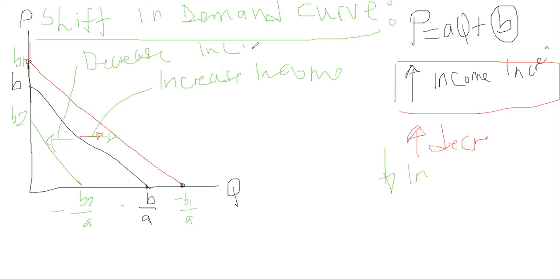So this will come in handy when we are doing equilibrium in the market. So this is what we mean by shift in demand curve. When factors that affect demand change, the demand curve will either shift to the right or to the left.